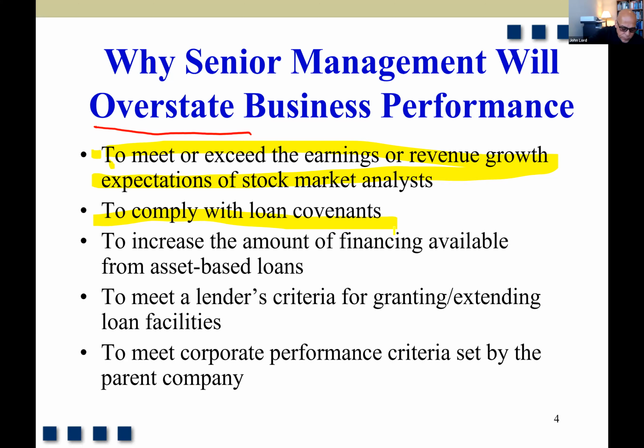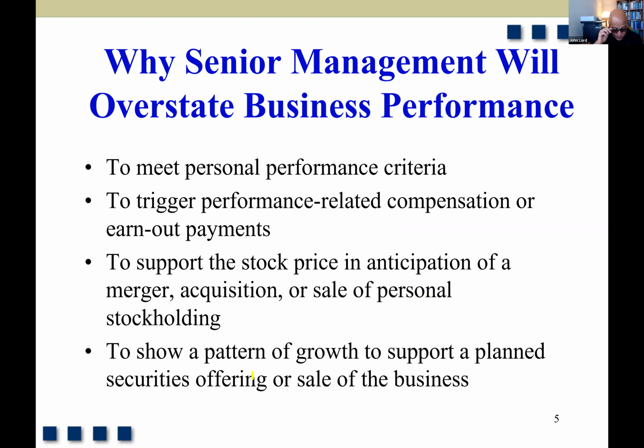Okay. To meet a lender's criteria for granting, extending credit, okay, to meet corporate performance criteria set by a parent company if we're a subsidiary. So I think you get the sense that these pressures are coming in. The entity wants to overstate revenues, wants to overstate income, maybe understate expenses in order to make the company's performance look better, right?